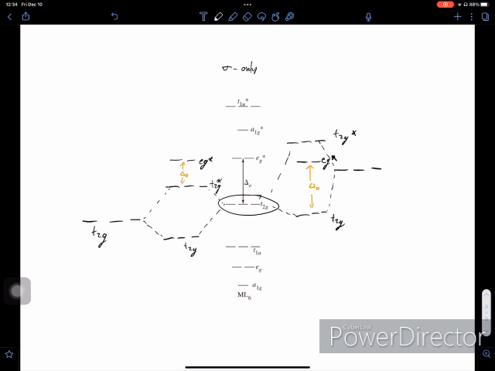In the pi donor example, since the splitting is small, we call this a weak field ligand, while in the pi acceptor case, since the splitting is larger, we call this a strong field ligand. Now, if you take a look from left to right, you can see a trend of increase in the octahedral splitting. And this trend is what will be known as the spectrochemical series.